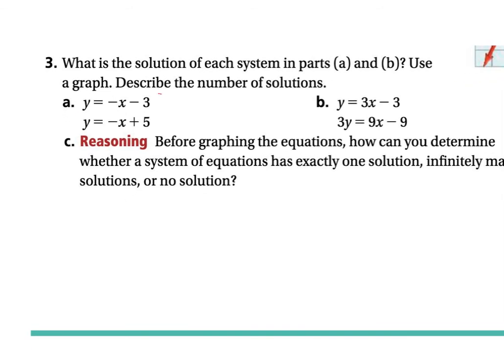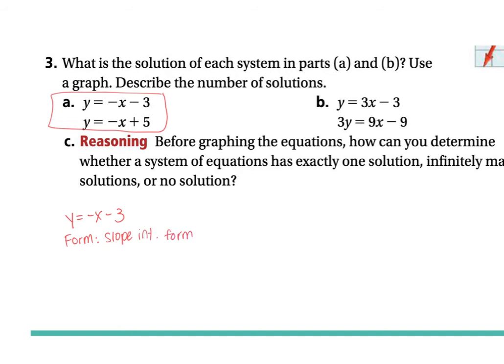So let's take a look at A. A, we've got y equals negative x minus 3 and y equals negative x plus 5. So we're going to graph A, the first one, y equals negative x minus 3. What form is this in? Yep, y equals mx plus b, which is slope-intercept form.